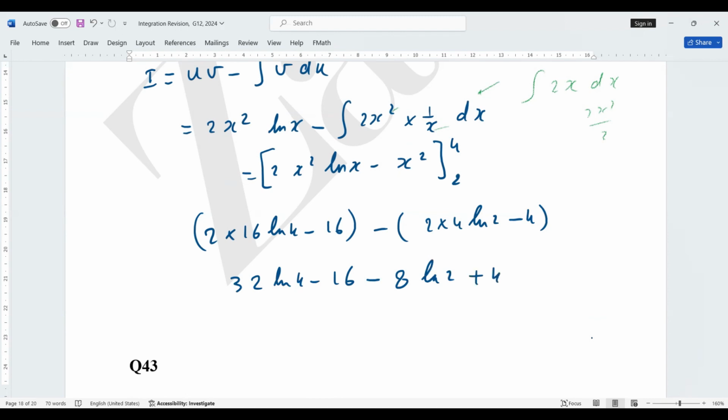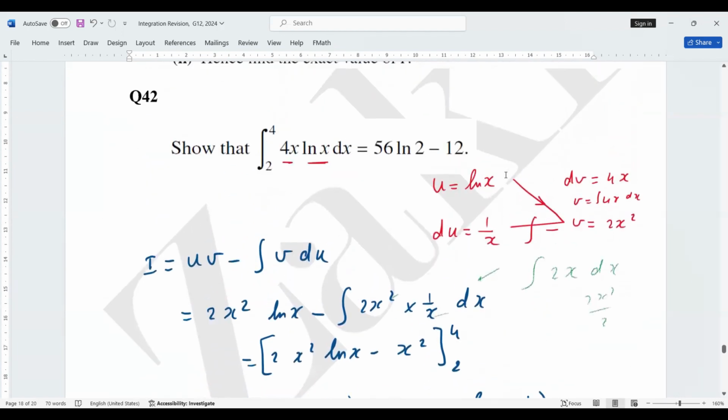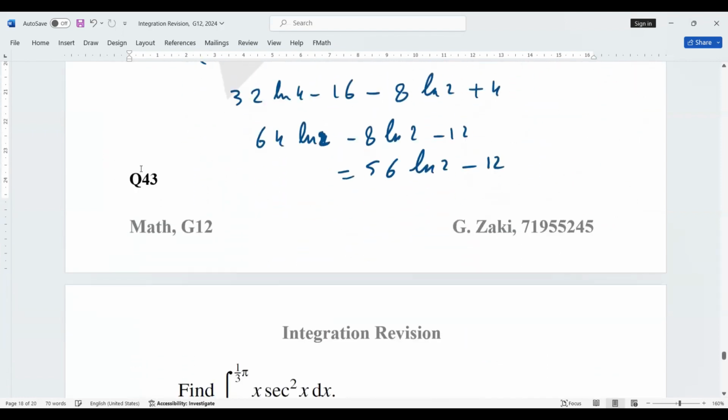Simplify. 4 is 2 power 2, then 32 multiplied by 2 is 64. So 64 ln 2 minus 8 ln 2, and negative 16 plus 4 is negative 12. 64 minus 8 is 56. So it's 56 ln 2 minus 12. Is that the required? Check. Yes, it is exactly. Okay, guys?